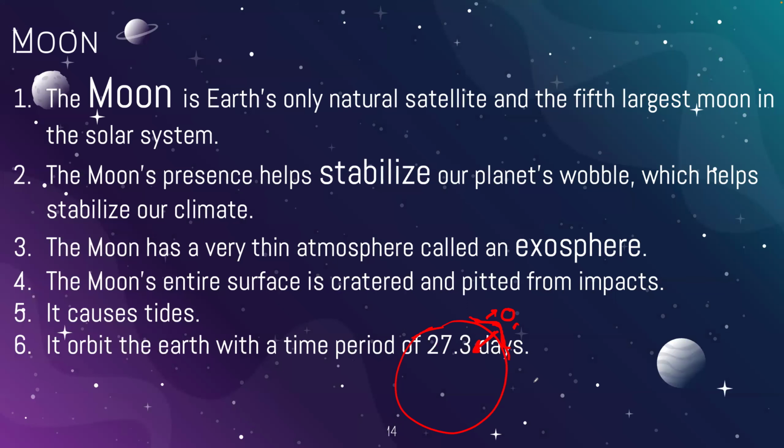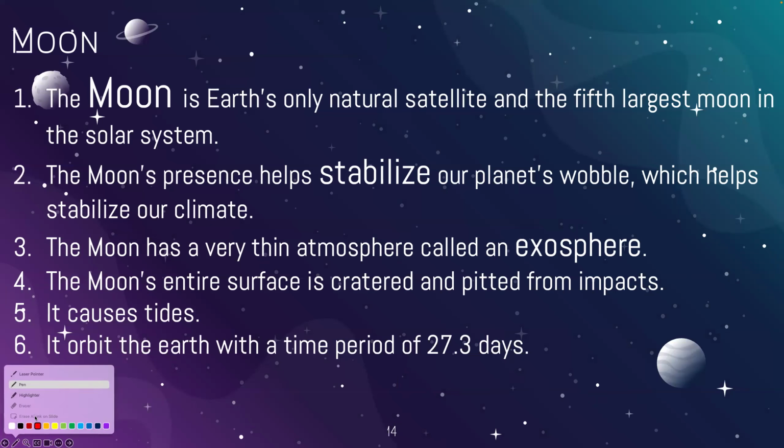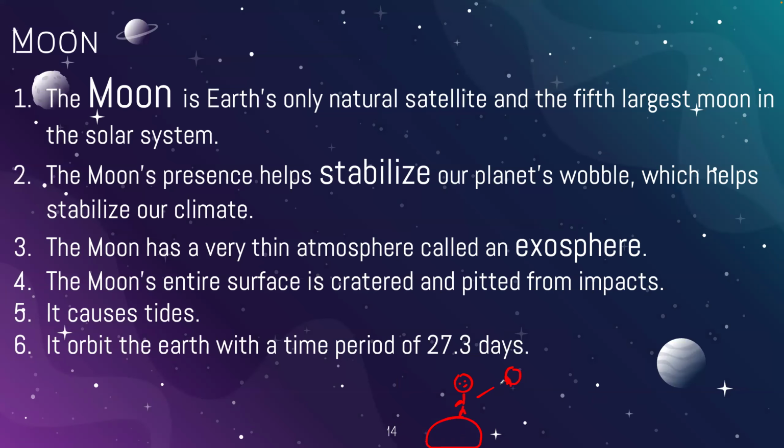It orbits the Earth with a time period of 27.3 days. This is the time taken by the moon to complete one revolution around the Earth. And one thing to be noted down is that we always see the same side of the moon, no matter where you are. If you are here on the Earth and you see this side of the moon, forever in your life you'll see the same side of the moon. Why, sir? Because as I said, the moon and Earth are gravitationally locked. So the moon is just revolving around the Earth, having the same face towards it.